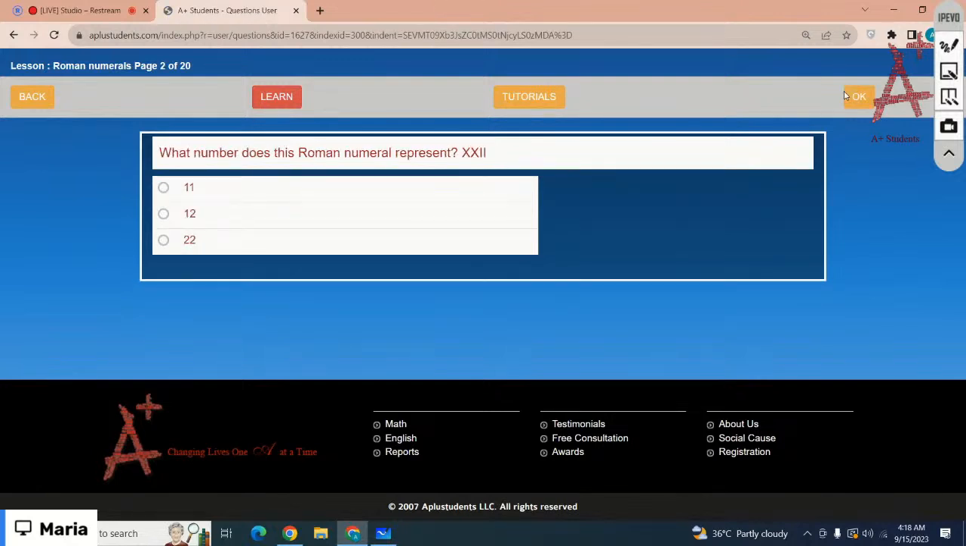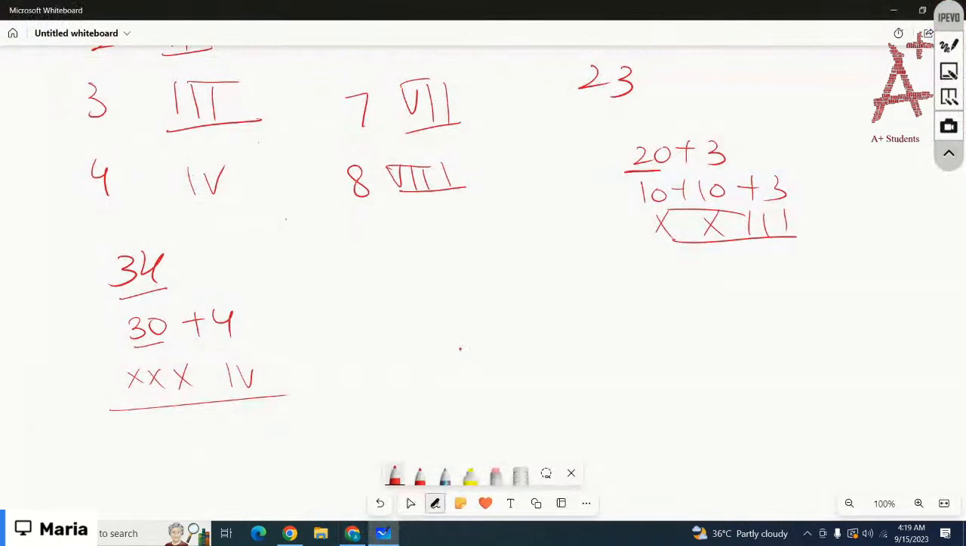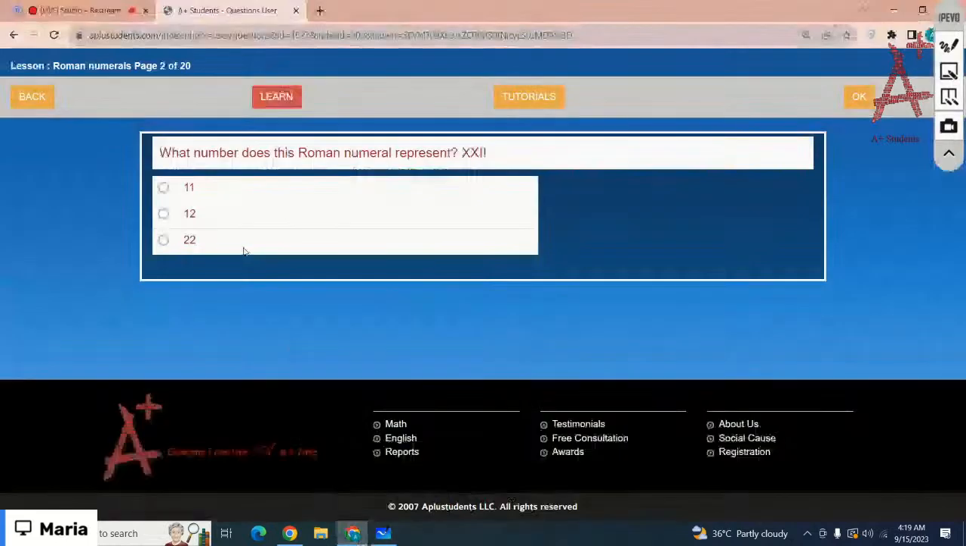What number does the Roman numeral XXII represent? Which is the correct option? Yes, you have to make 22, right? Here you have XXII. X is 10, X is 10, and II makes 2. Just add them: 10 plus 10 is 20, and plus 2 is 22. So that makes 22, right? The correct option is 22.